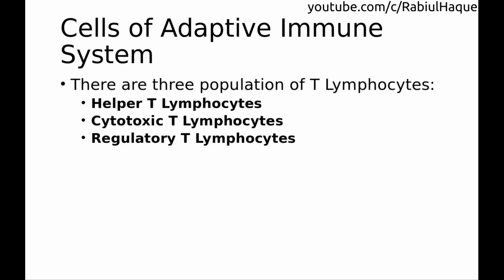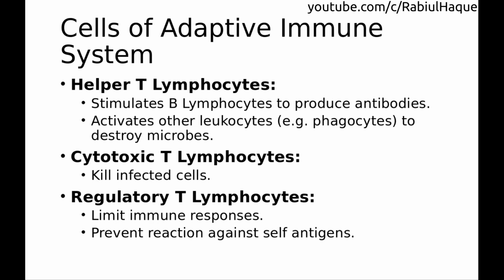So regarding the lymphocytes, always remember that there are three populations of T lymphocytes. They will include helper T lymphocyte, cytotoxic T lymphocyte, and regulatory T lymphocyte. So let's talk about their function now. The helper T lymphocyte, or helper T cell, can stimulate B lymphocytes to produce antibodies. They can also activate other leukocytes and phagocytes to destroy microbes. Cytotoxic T lymphocytes kill infected cells, and regulatory T lymphocytes limit the immune response, and they also prevent reaction against self-antigen.